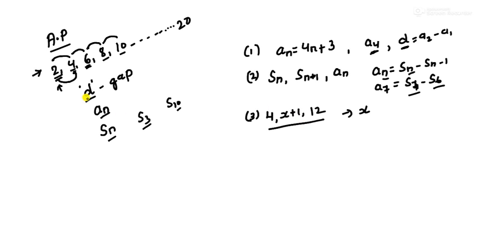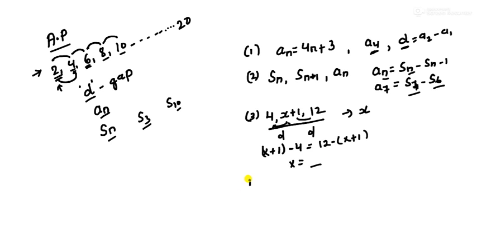So once again, the basic thing: if they are in AP, the difference between all of them should be the same, correct? So here D and here the D should be equal, which means x plus 1 minus 4 should be equal to 12 minus (x plus 1). Like this you have to solve. If you solve, you'll get the value of x. So this is another type where you can expect a question like this.